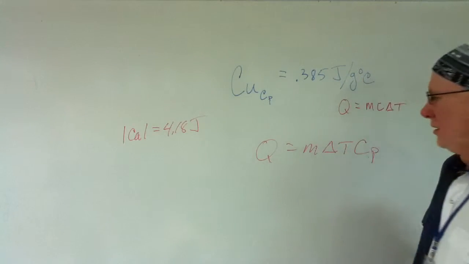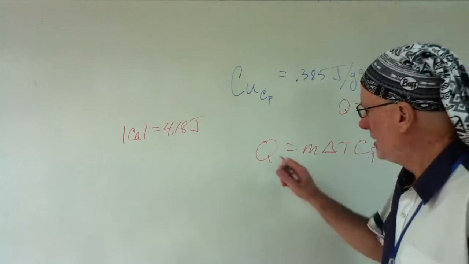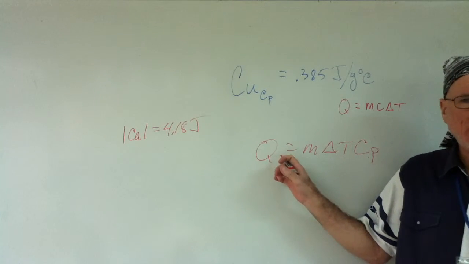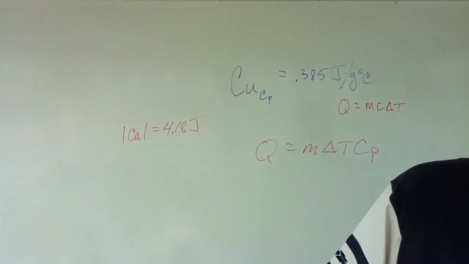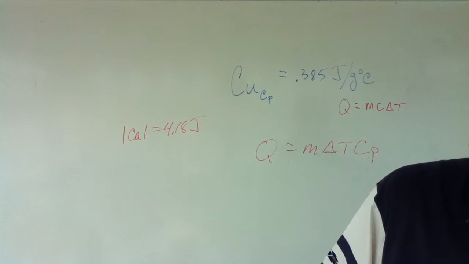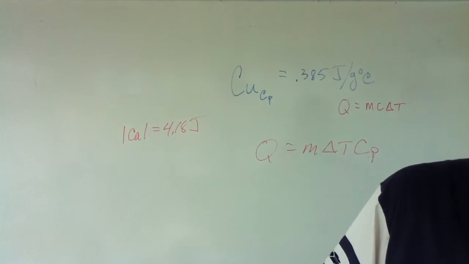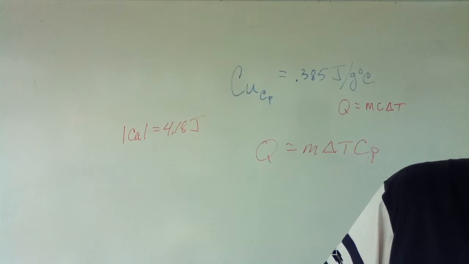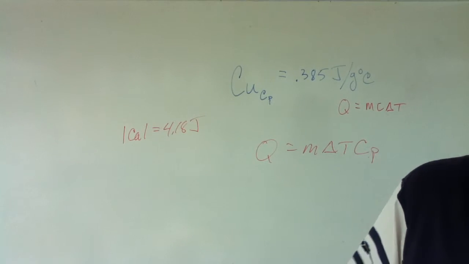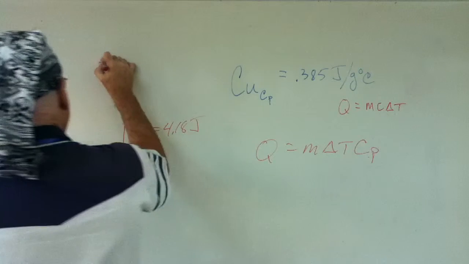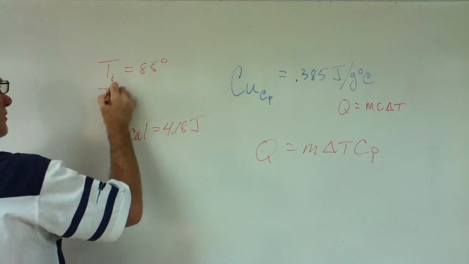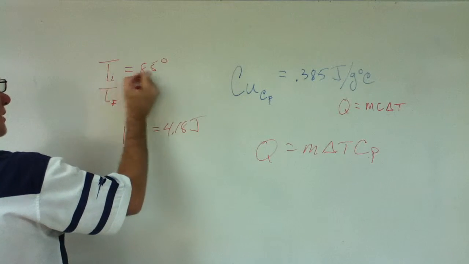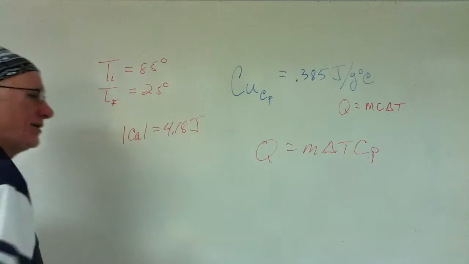Clear? Okay, so it says how much heat? This is the amount of heat, right? That's either absorbed or given off. Now, it says how much heat is released when 10 grams of copper with a specific heat capacity of 0.385 joules per gram degree Celsius is cooled from 85 degrees to 25 degrees. So the initial temperature is 85 degrees, the final temperature is going to be 25 degrees, correct?